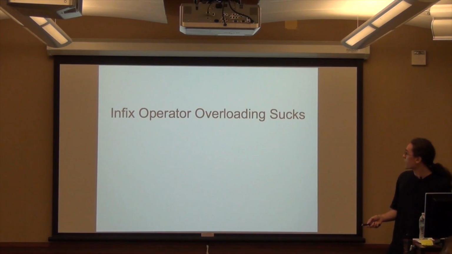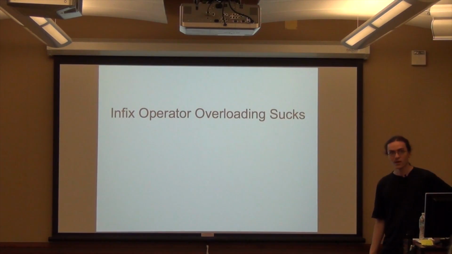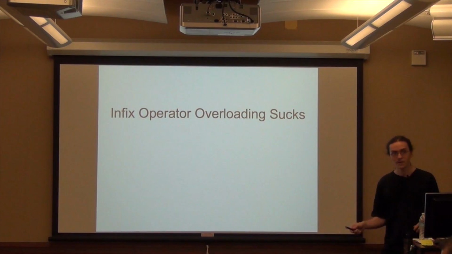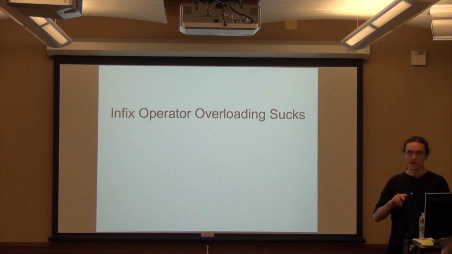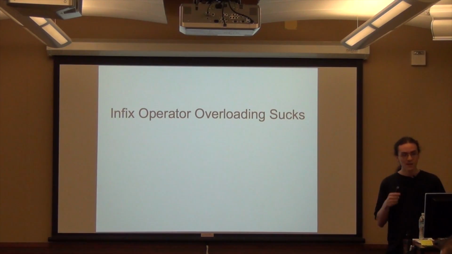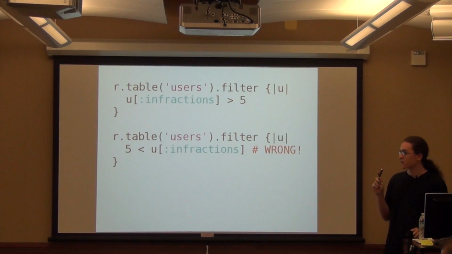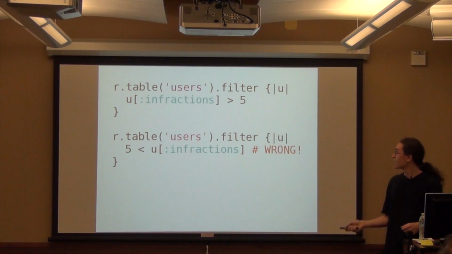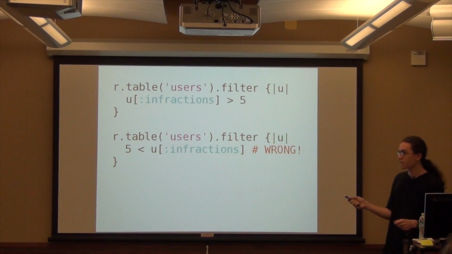But in the meantime, let's move on to the second biggest problem we've run into, which is that infix operator overloading in Ruby kind of sucks. And there are like a few different reasons for that, which I'm going to go into now. The first one of which is that infix operators in Ruby are only overloaded by the type of their left-hand side. So if you write something like this, what happens is this calls the bookkeeping object's greater than function on 5.